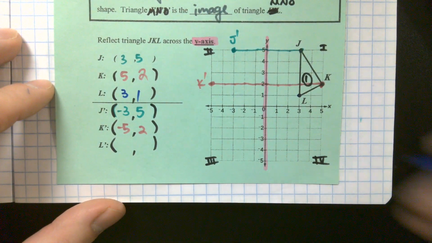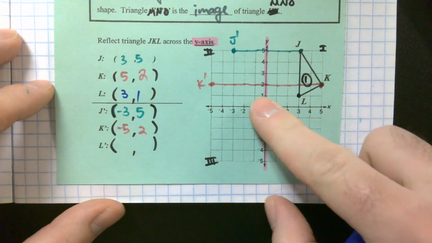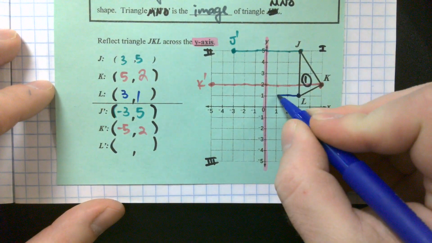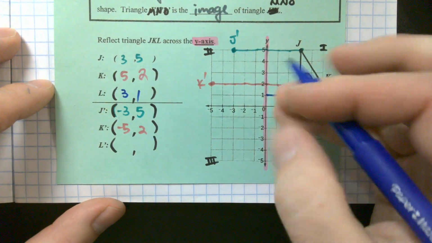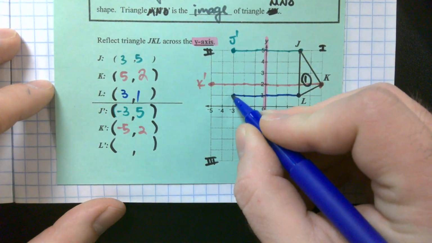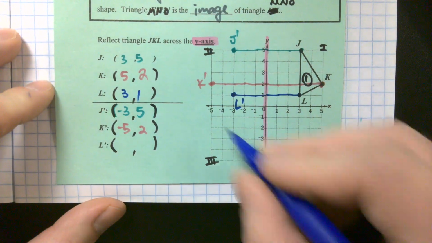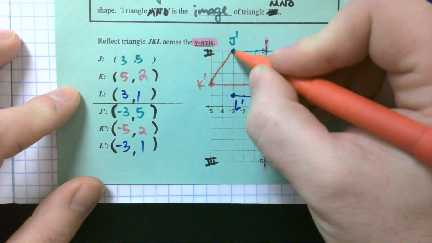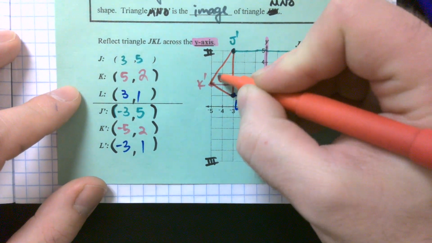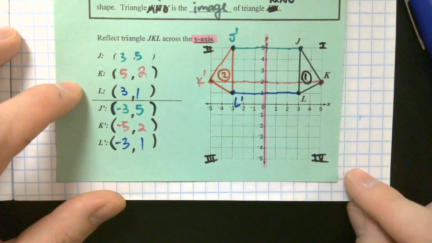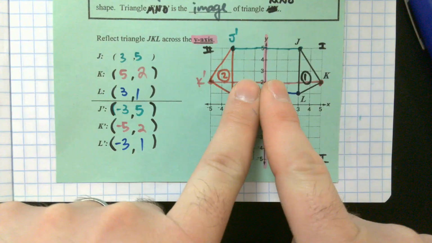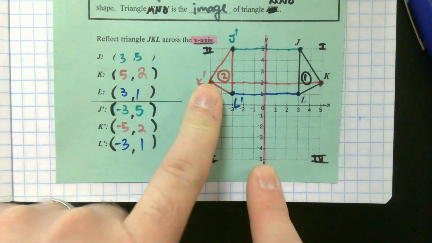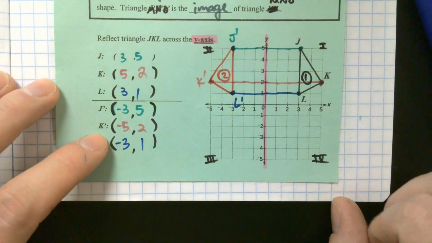One more point. Point L. How far away from my mirror line is point L? 3 spaces away. So how many more spaces am I going to count? 3 again. 1, 2, 3. And L prime now is at negative 3, comma 1. I'm going to connect all those up. Call it triangle 2. And we can clearly see that these triangles are the same distance away from this mirror line, just on opposite sides.